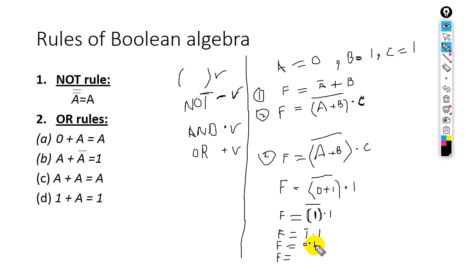I have told you that in case of an AND operation, if we have even one 0 as a value, the result will be 0. So we can solve the question just like this.